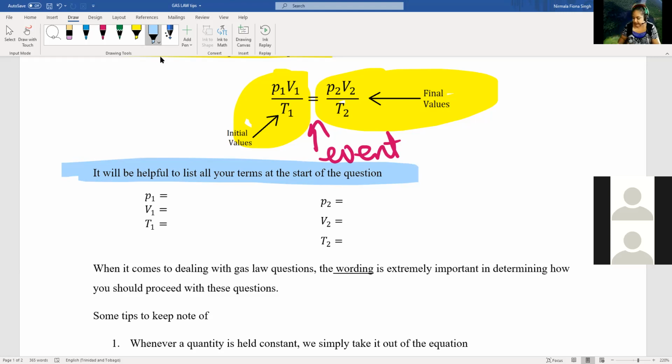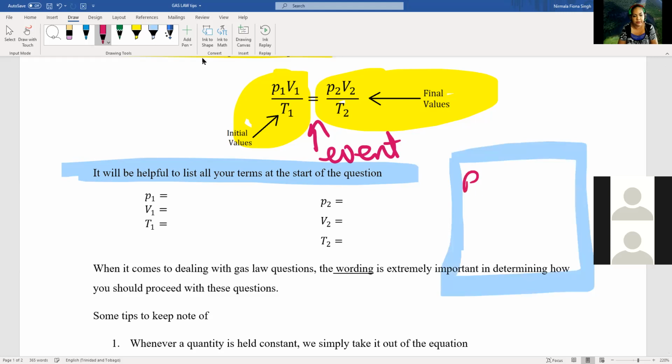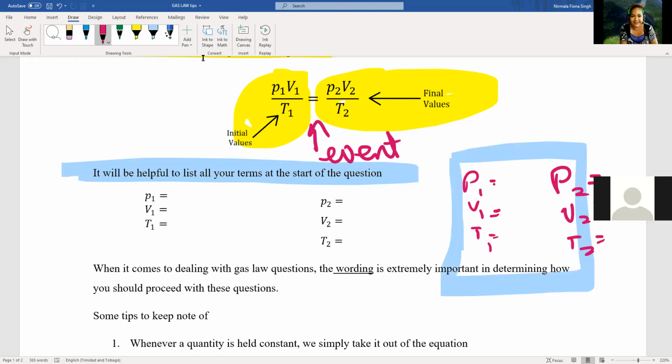Right, not working with the backdrop, but you can see I always write my P1, V1, T1 and P2, V2, T2. The very first thing you do when you're doing these questions is write down your values. You do your P1, V1, T1, hit an equal sign, and then the next column, P2, V2, T2, with an equal sign. Trust me, the calculations are usually not the problem in this topic. The hardest part is the English language.